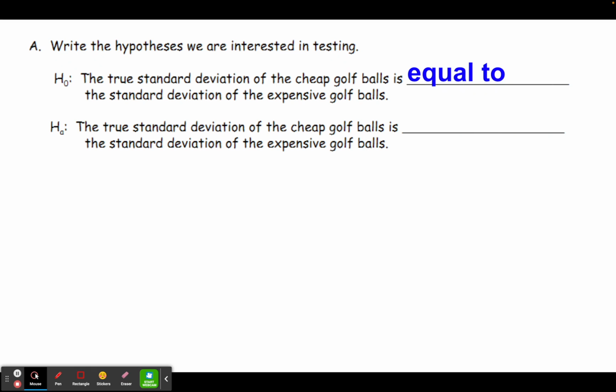And remember that if something is more consistent, that means that it has a smaller standard deviation, or less consistent means that it has a larger standard deviation. So in this case, our alternative will be that the true standard deviation of the cheap golf balls is greater than the standard deviation of the expensive golf balls. We believe that the cheap golf balls are less consistent. And again, that means therefore they have a greater standard deviation.